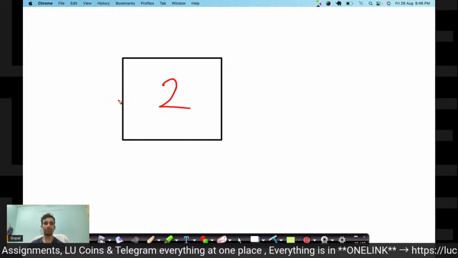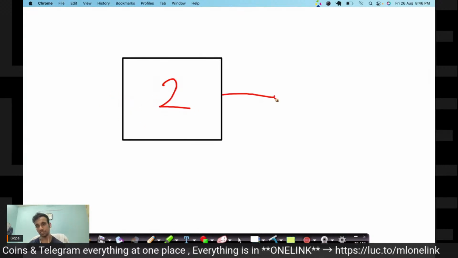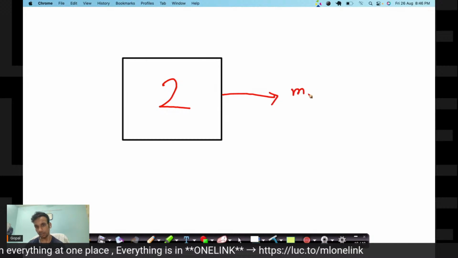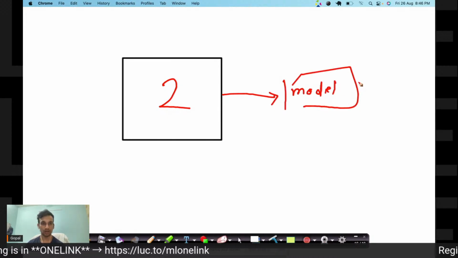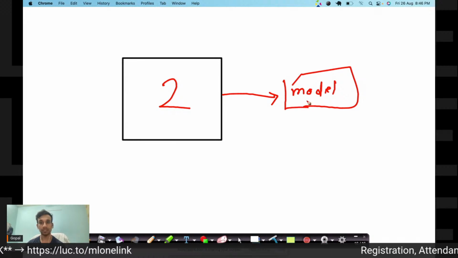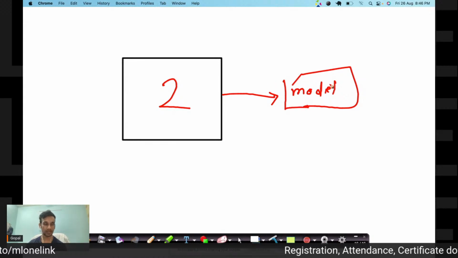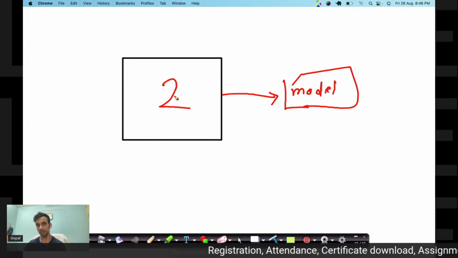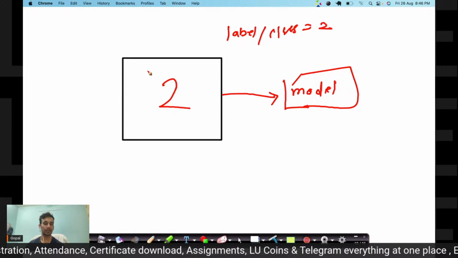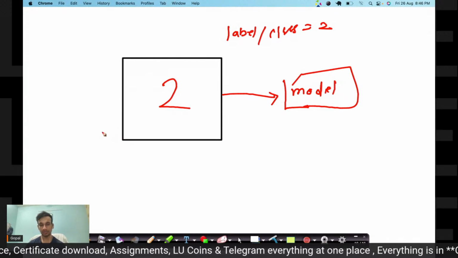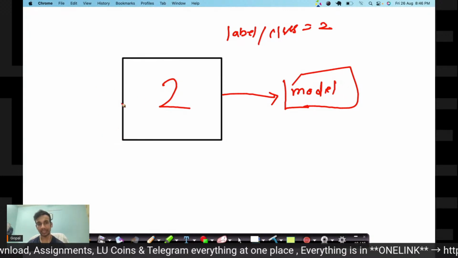And now this image is just going to go into our model, and our model is going to predict if it is 2 or not. This is something we are going to build right now. So the class label here is what? Is 2. Now let's dig deeper into what exactly is going on.